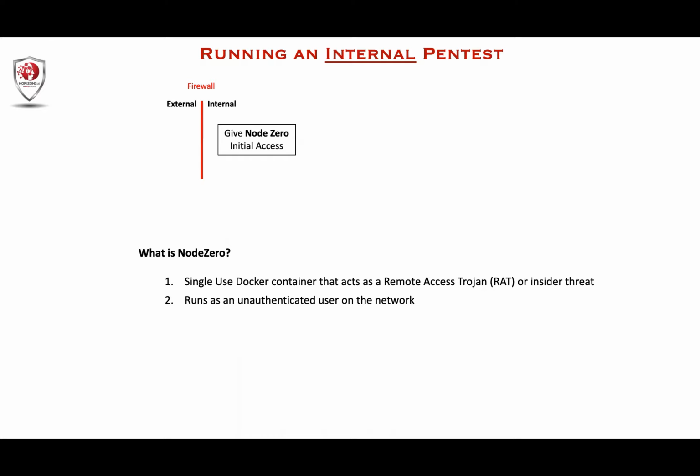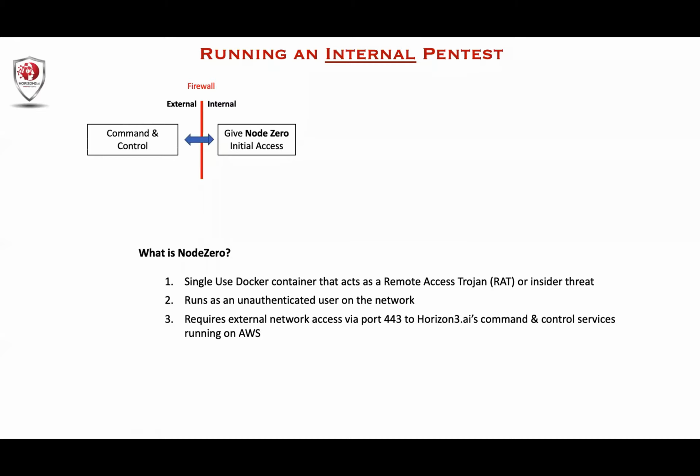NodeZero will find ways to elevate its privileges to become a domain administrator, in which case it has keys to the kingdom. The third important part of NodeZero is it requires external access via port 443 to Horizon 3's command and control services running in the cloud on AWS. The command and control service is where the brains of the pen test are occurring. In many ways, NodeZero is just a lightweight keystroke injection container that has no brains in it whatsoever. What it must do is connect to the command and control service, which runs as a dedicated virtual private cloud in AWS. It is dedicated to this specific operation. And at the end of the operation, that virtual private cloud will be destroyed.